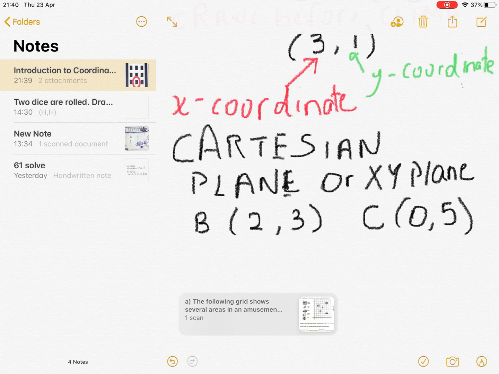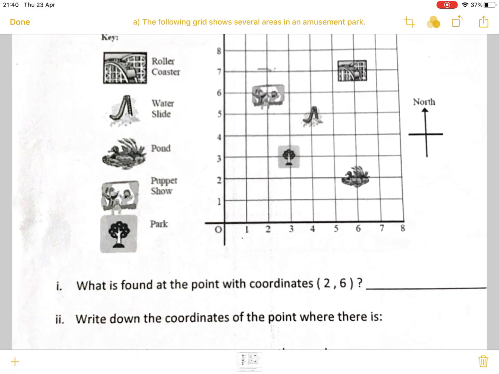Now, let us practice some more. Let's say that we have this question which reads: the following grid shows several areas in an amusement park. We have the roller coaster, the water slide, the pond, the puppet show, and the park. Now, we need to read the coordinates of these areas. And the first question is, what is found at the point with coordinates 2, 6?